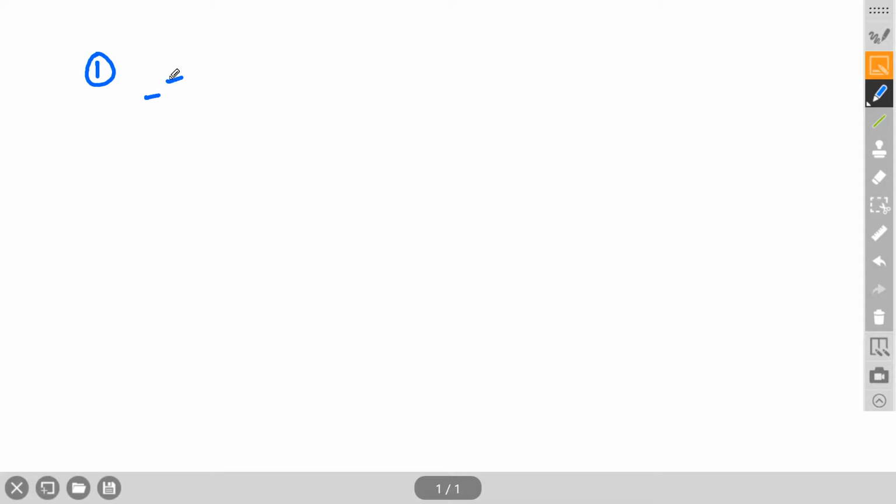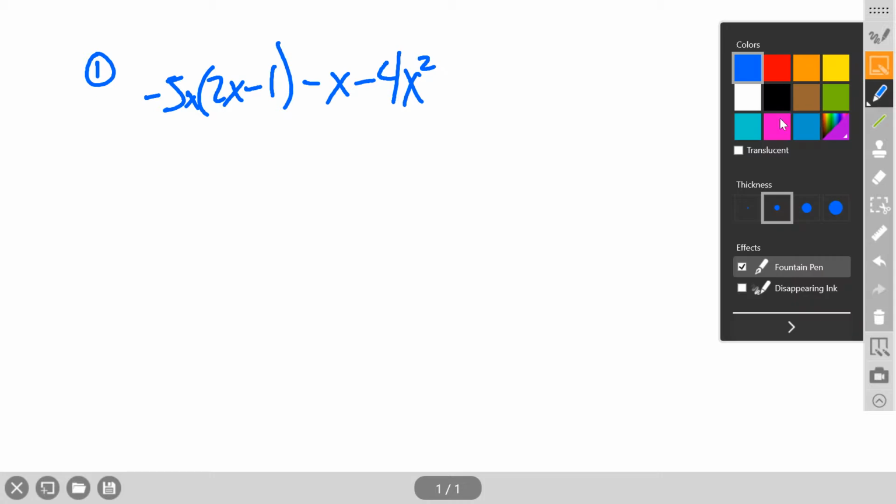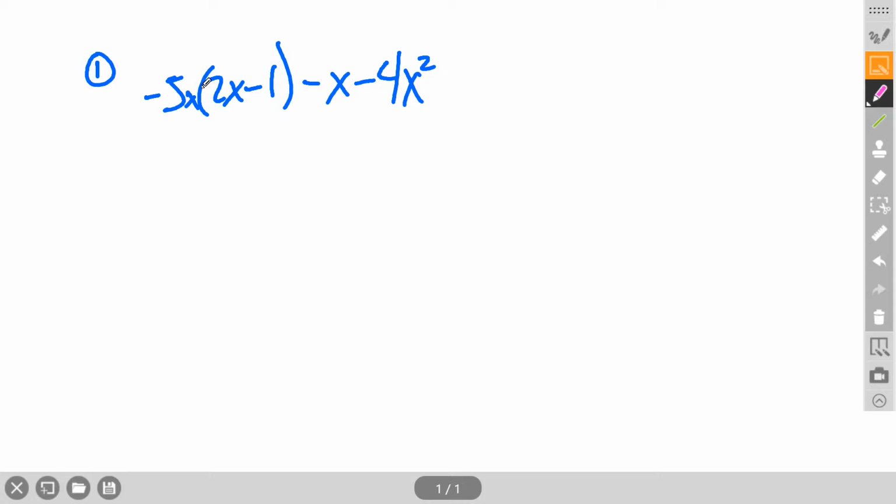So we have negative 5x, and then 2x minus 1, minus x, minus 4x squared. Okay, so we know that there are two steps to simplifying. The first step is to distribute. That's the first step. So if we see any parentheses, we will distribute. We, of course, see parentheses here, so we will distribute.